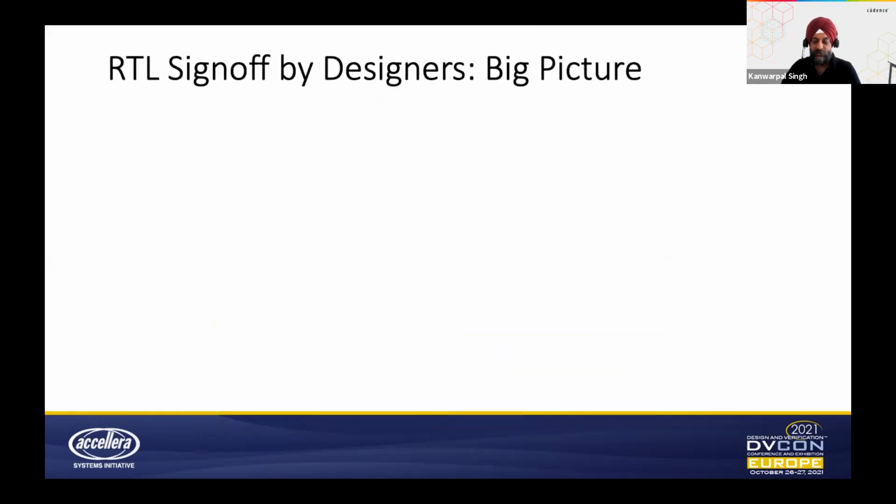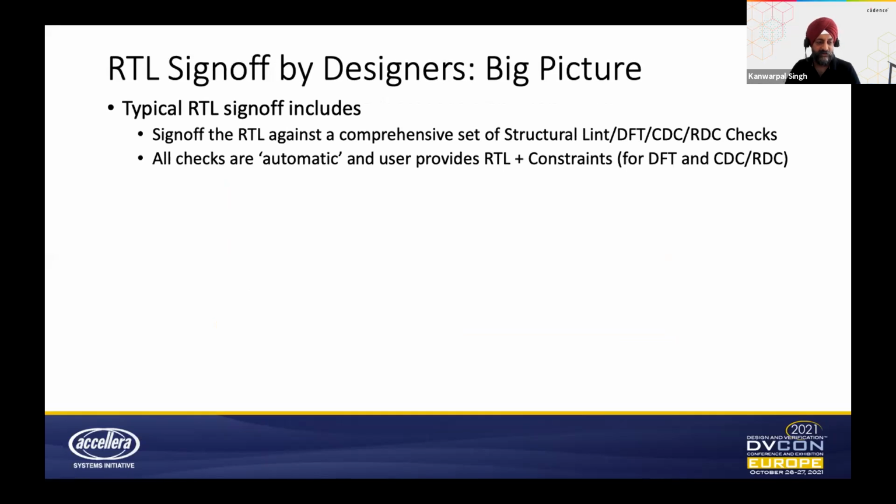If we look at the big picture now, typical RTL sign-off includes checking of your RTL against a set of comprehensive structural LINT, DFT, RDC checks. This is typically what has been the practice at the RTL stage. All the checks are mostly automatic, and the user, which is the designer here, mostly provides just the RTL. In case of DFT and CDC, that is also accompanied with constraints. So that's what we've typically been doing in this space. Let's call this automatic structural checks.